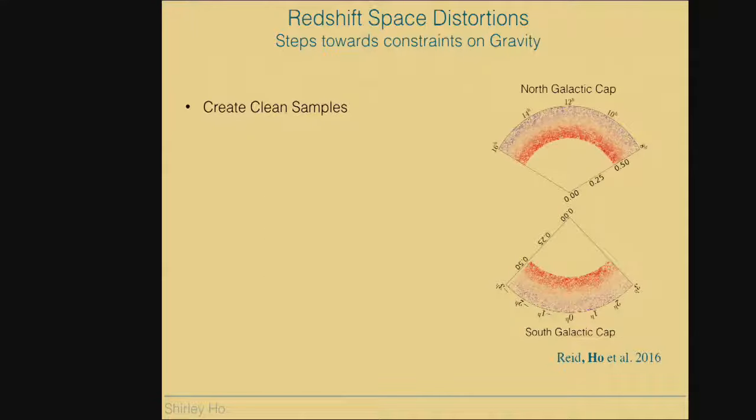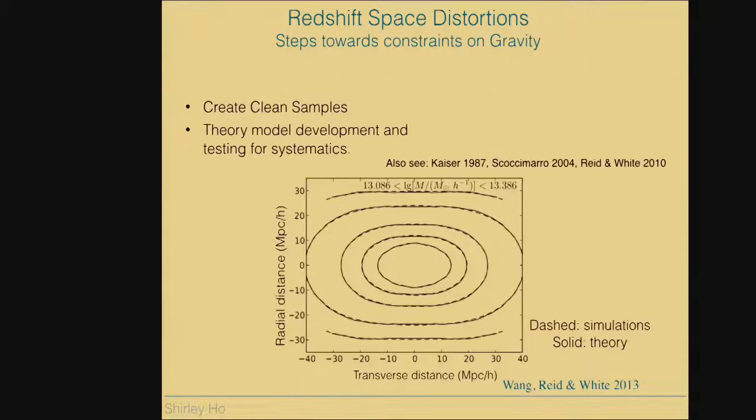Okay, so how do we do this? So now going back to how we actually do this, right? You create a clean sample, we did that yesterday. We want to test the theory model. The theory model I show you here is something called convolution Lagrangian perturbation theory, CLPT. It was started by Martin White and Jordan Carlson and company, and this is the most recent version. Here is the radial distance versus transverse distance, and the dashed line here, I believe, is the simulations. The solid line is theory.